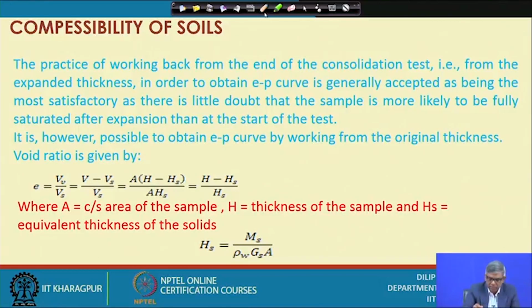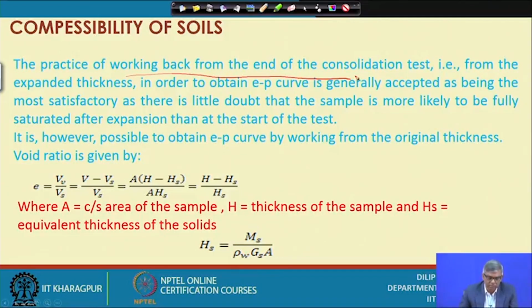Before going to this, there is some remark. The practice of working back from the end of the consolidation test is well accepted, because when you prepare a sample and put it in the consolidometer, it is not guaranteed that it will be saturated. But if I complete the test, and at the end of the test it is in submerged condition, and you allow it to expand with zero loading, then it is expected that the soil will be saturated. That is what we utilize: at the end it was saturated.